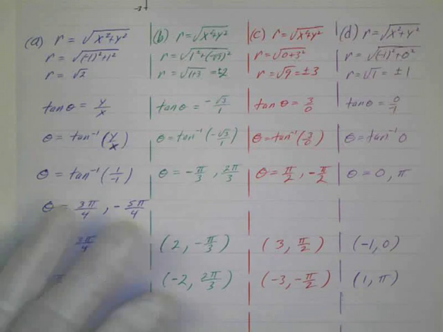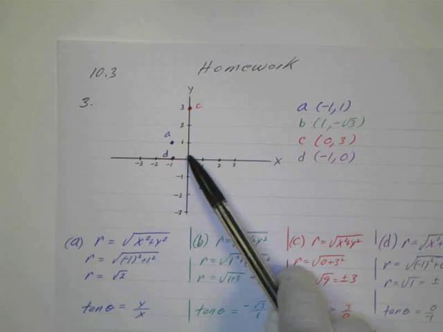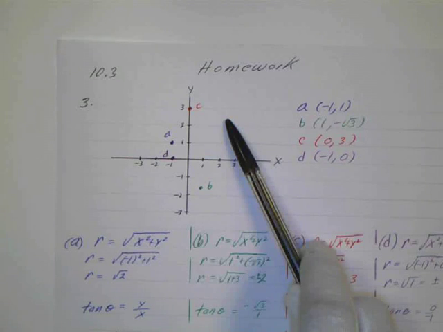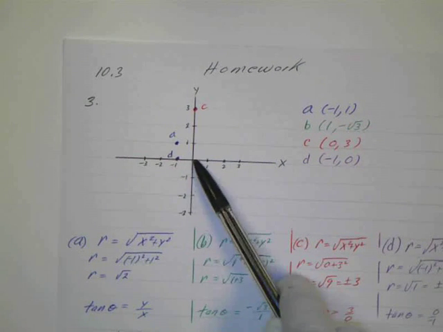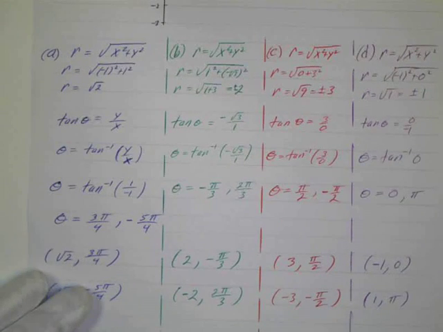Again, the pole is actually the center. So if we're going in this direction, that would be positive r. If this is the angle, if we're going this direction, that would be negative r. Okay? So I hope that kind of makes sense.